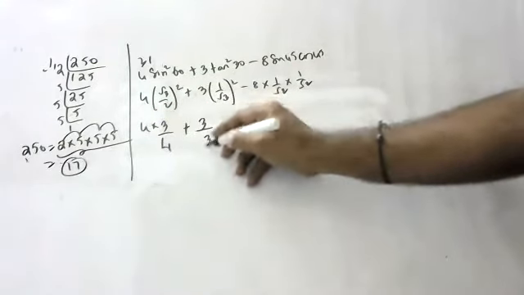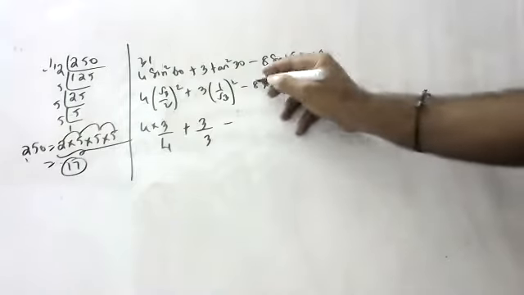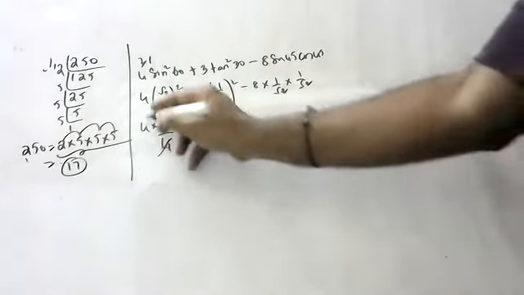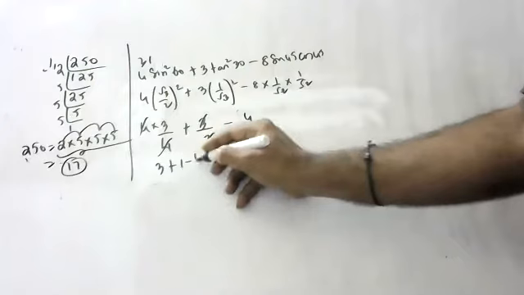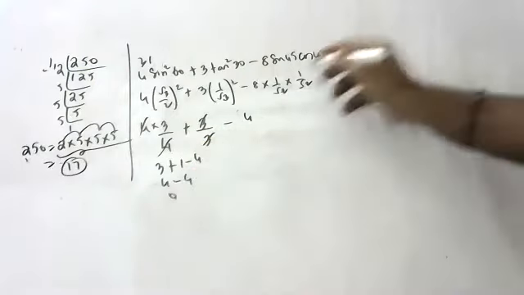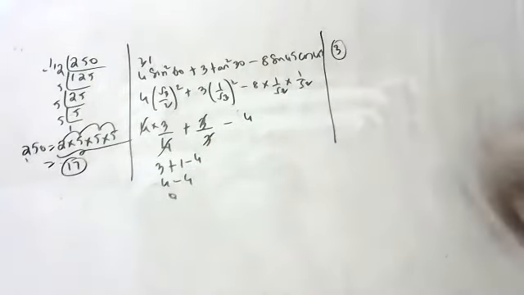So 4 by 4 is 1, 3 by 3 is 1, minus 8 by 4. So 3 plus 1 minus 4. 4 minus 4, 0.